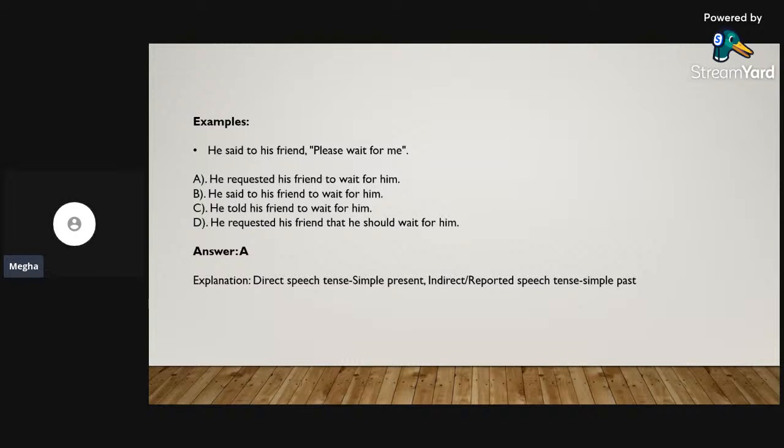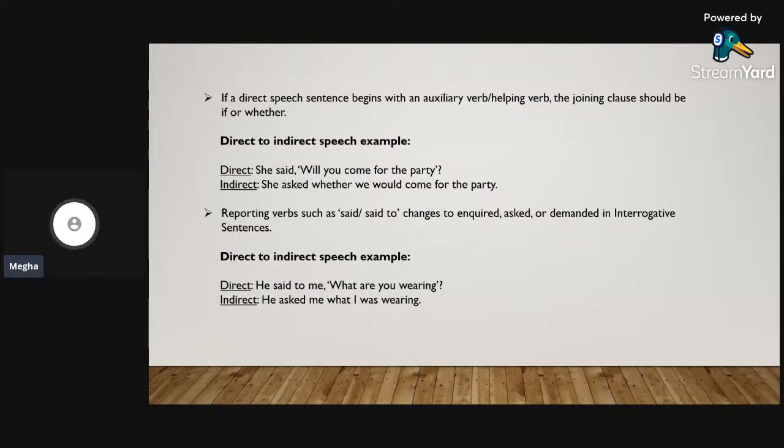Okay, let's see the condition. If a direct speech sentence begins with an auxiliary verb or a helping verb, the joining clause should be if or whether. So when to use if or whether in a sentence, that is given here. If this direct speech sentence begins with an auxiliary verb, then the joining clause should be if or whether.